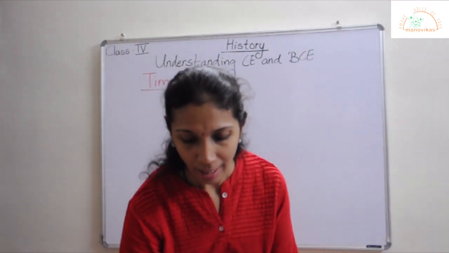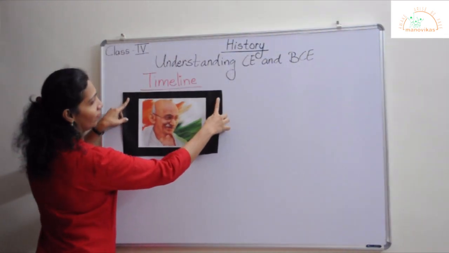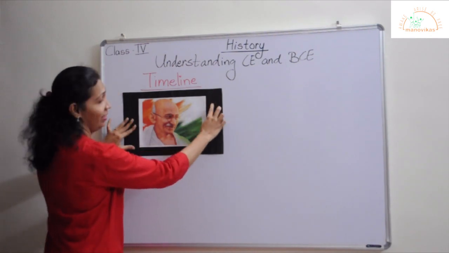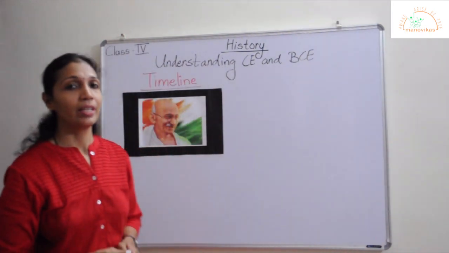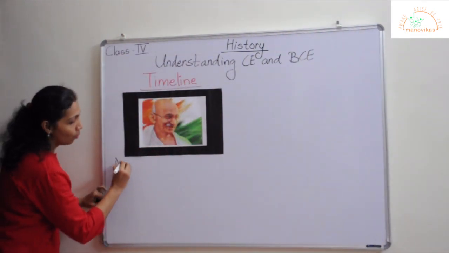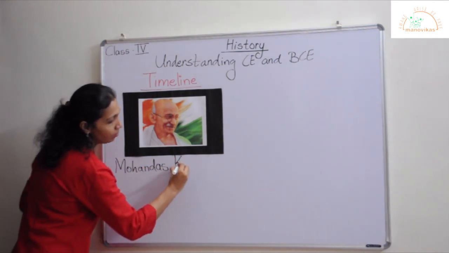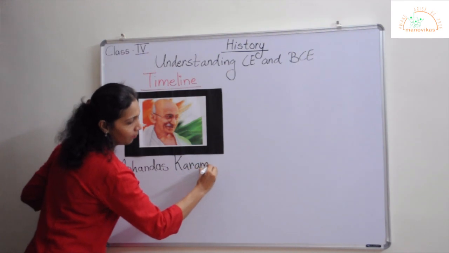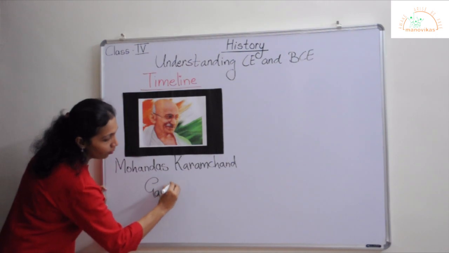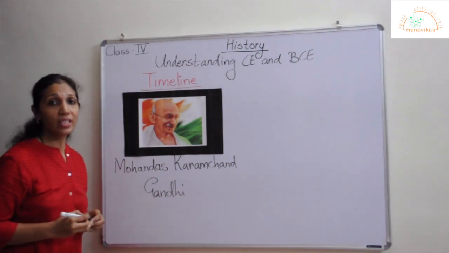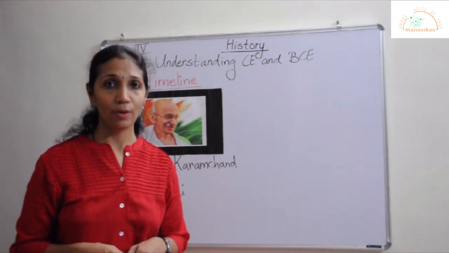But before we proceed, I want you to identify this famous personality. Yes, you're correct. He is Mahatma Gandhi ji. His original name is Mohandas Karamchand Gandhi. Karamchand is his father's name. The word Mahatma was given to Mohandas Karamchand Gandhi by Rabindranath Tagore.